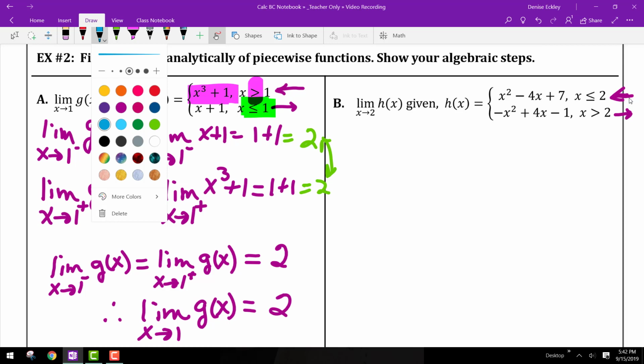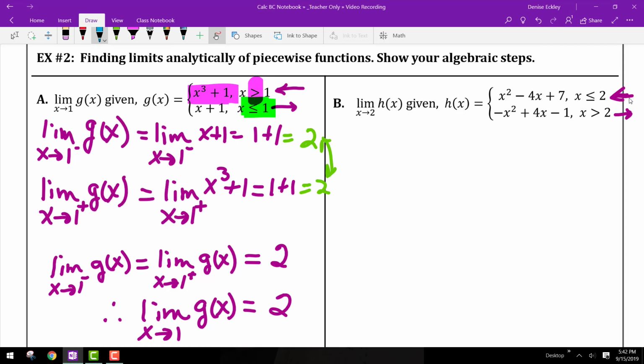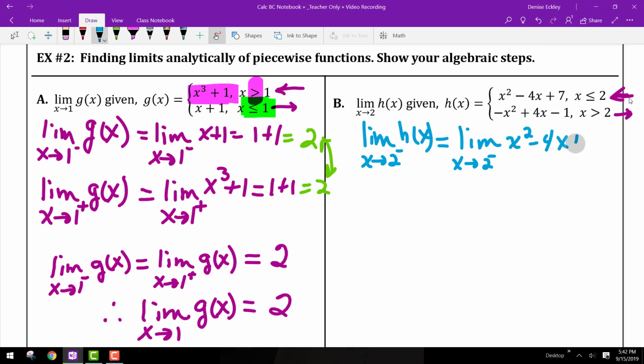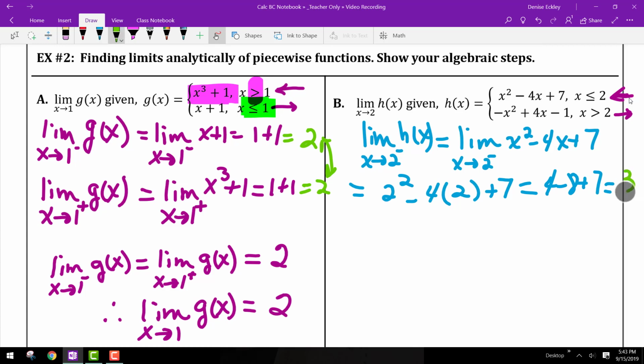Okay, so let's start with the left hand limit. So the limit as x approaches 2 from the left of h of x is going to be the top function. So we are looking at x squared minus 4x plus 7. Using direct substitution, we get 2 squared minus 4 times 2 plus 7. And we get 4 minus 8 plus 7. And that gives us a value of 3.